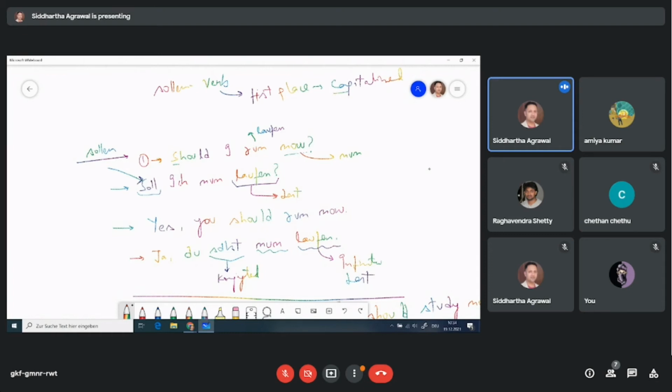So give extra emphasis to these factors as well, because in case you are writing a letter or an email or something, you should always take care that your capitalization is perfect. And just to mention here, all nouns have to be capitalized irrespective of their position, right? Just make sure.